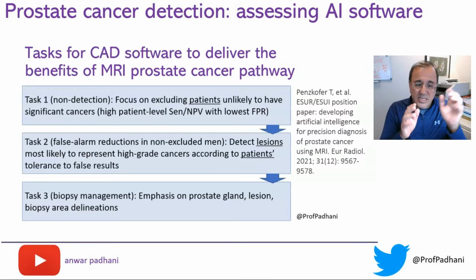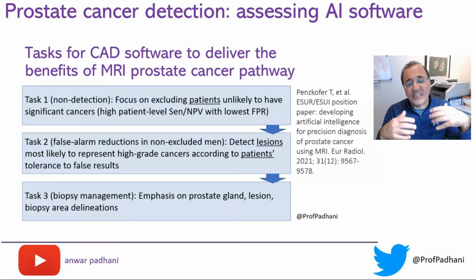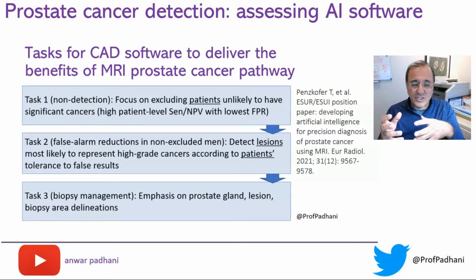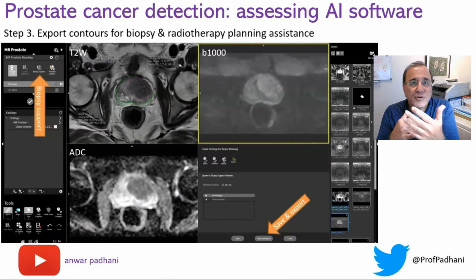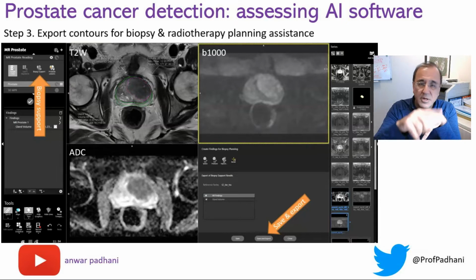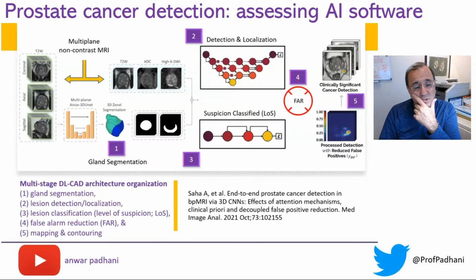Lastly, the task is on biopsy management. Here, of course, the emphasis is on the gland delineation, the lesion outlining functions, etc. So we can see there are 3 tasks that we need to focus on, and here's an example of an AI software that does those last functions. You can see the prostate gland is outlined, the transition zone is outlined, and this large tumor is also outlined, just to show you an illustration.